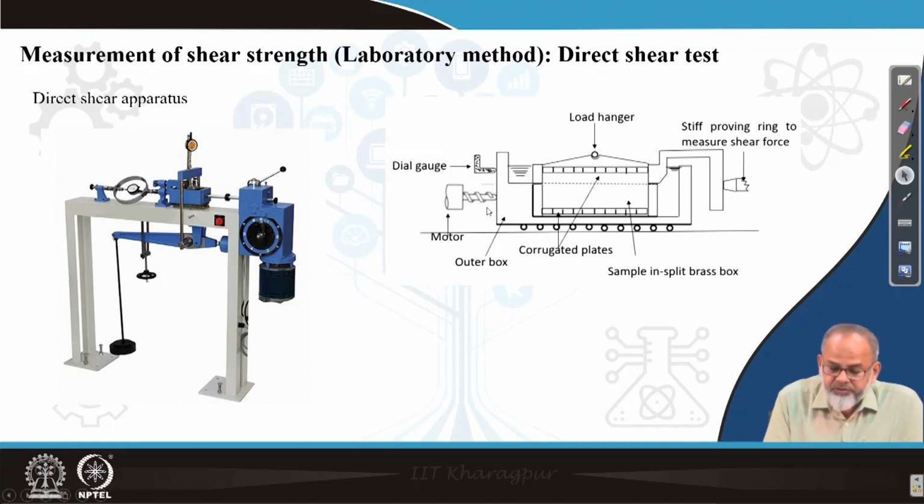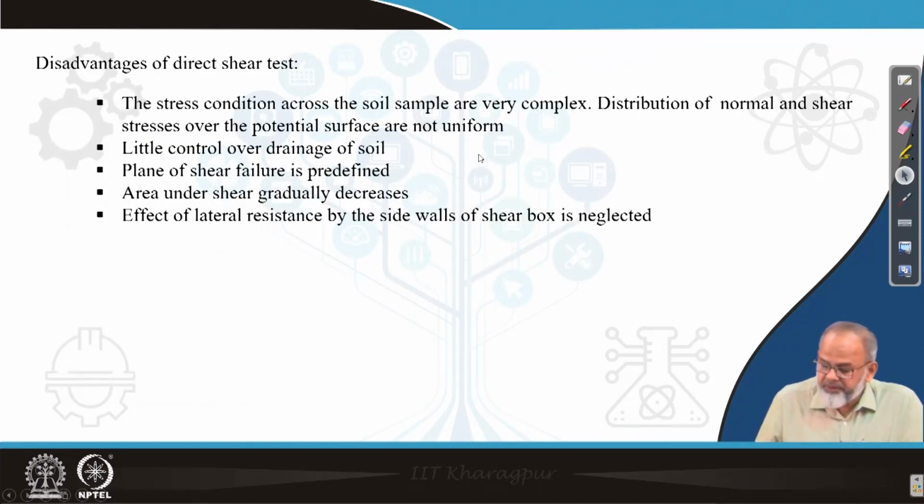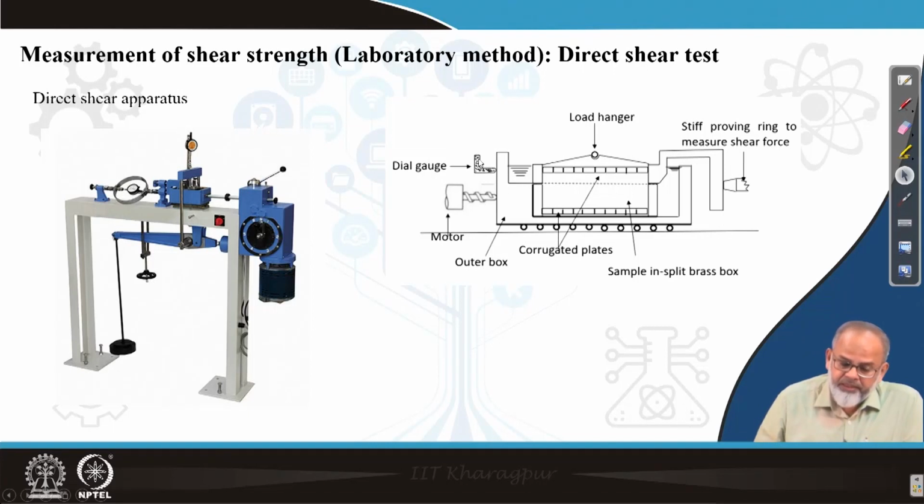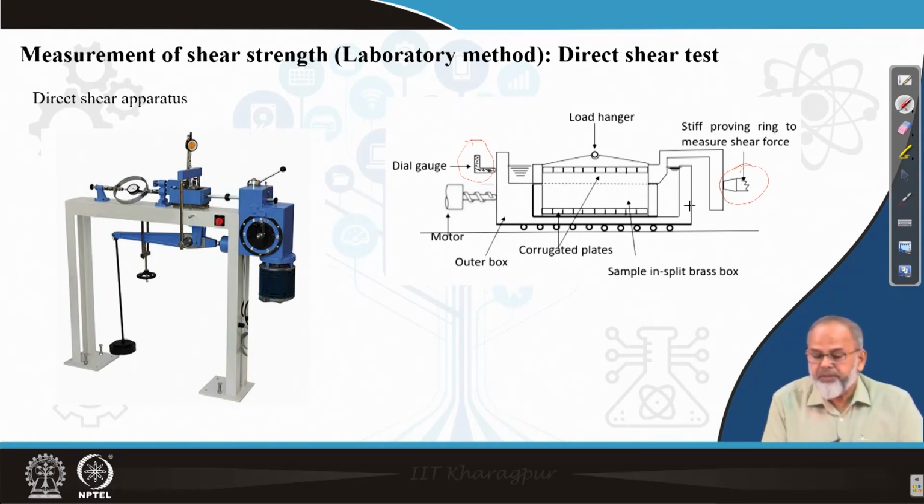The displacement also can be measured by putting a dial gauge. So for measuring the displacement, we have to put a dial gauge at the left corner, this one, and for measuring the tangential force which is applied, we have to provide a proving ring with the dial gauge, like here on the right corner. This dial gauge and this proving ring are to be calibrated initially before putting into the system.